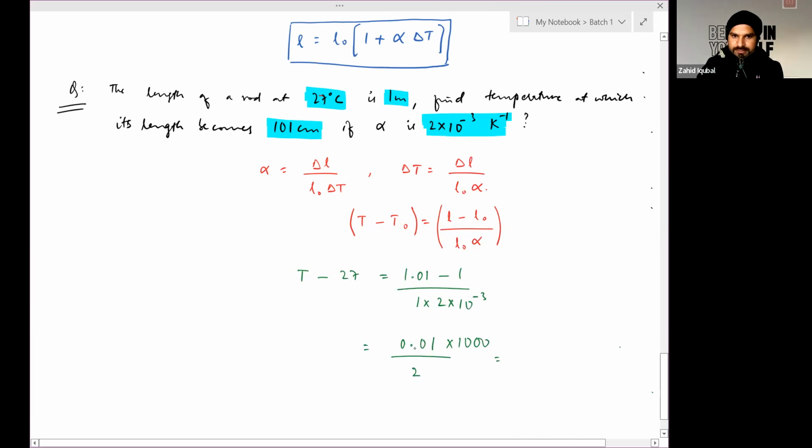So on solving, just move this decimal. So we'll have 100. 20 cancel out. So 10 divided by 2 will be 5. Move this 27 to the right side. So T will be equal to 32 degrees Celsius.